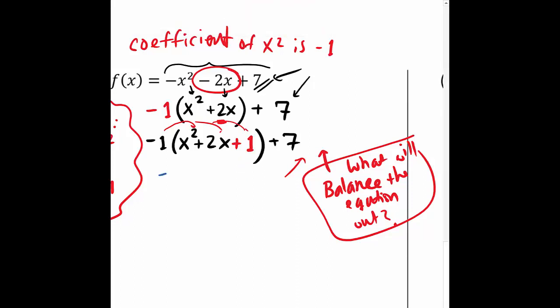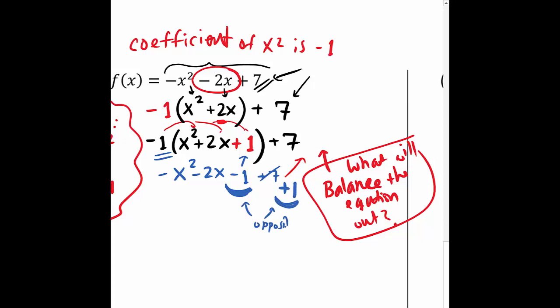If I were to distribute that negative 1, it'll be negative x squared minus 2x minus 1, and then the plus 7. So if you want to balance this out, it looks like a 1 the way I wrote it, but it's actually a negative 1 in disguise because it's being multiplied by the negative 1 out there. So to balance it out, you'd have to add 1 at the end, because these are opposites.